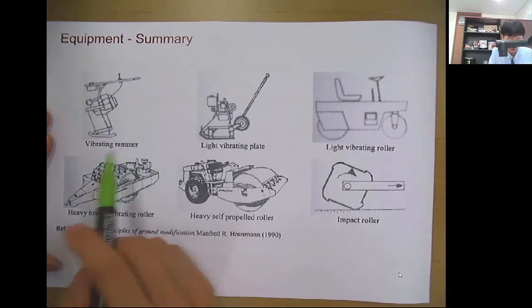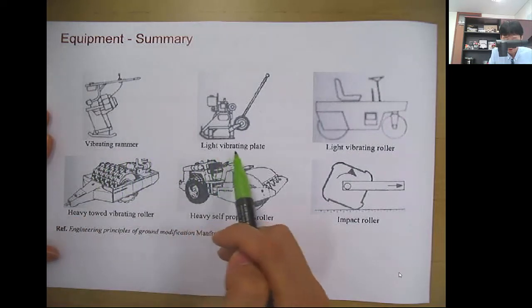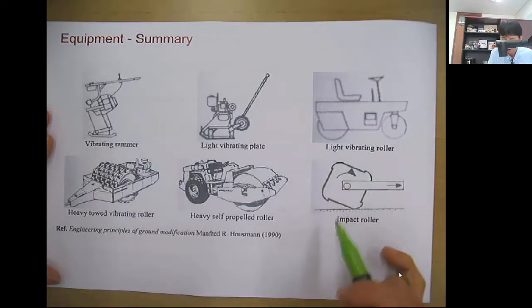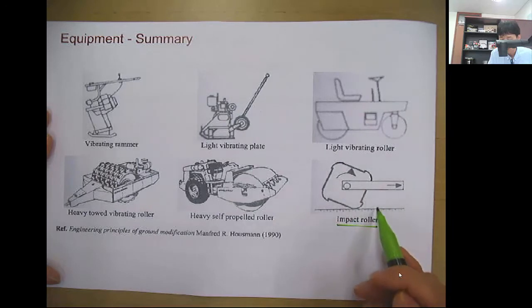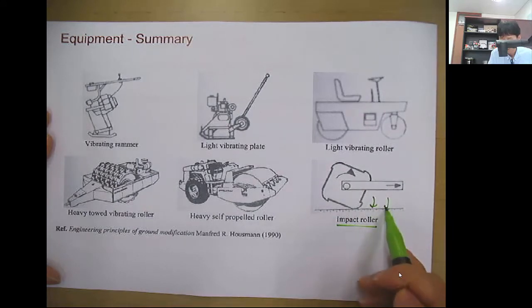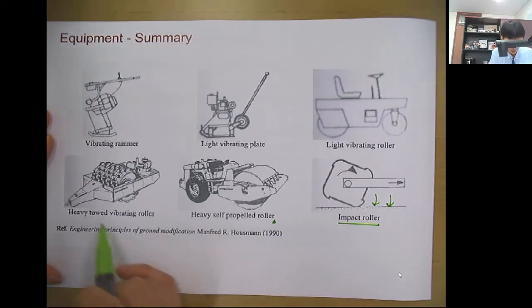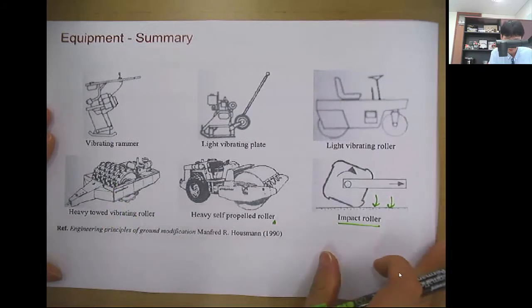And it shows the picture of each equipment: vibrating rammer, light vibrating plate, light vibrating roller and impact roller. You can see that as you tow it, it's going to apply some impact to the surface. And heavy self-propelled roller, heavy towed vibrating roller. So it also has the protrusions, so maybe it can be called a sheepsfoot vibrating roller.